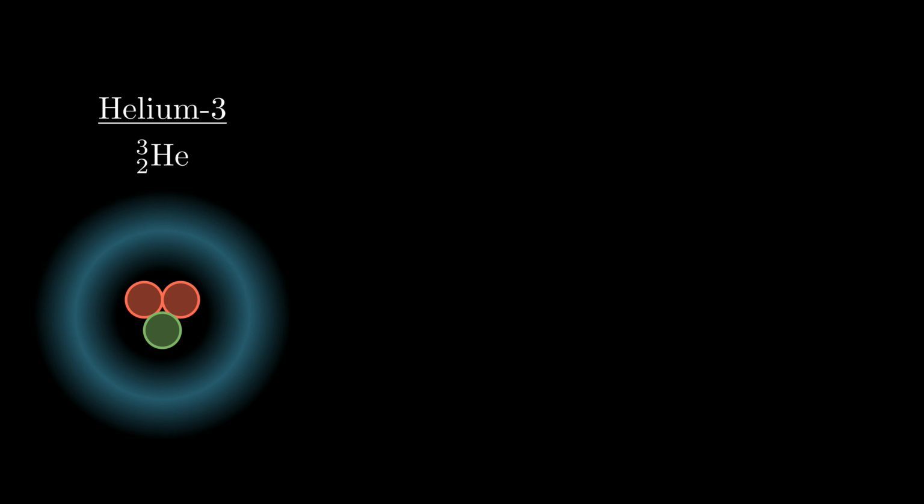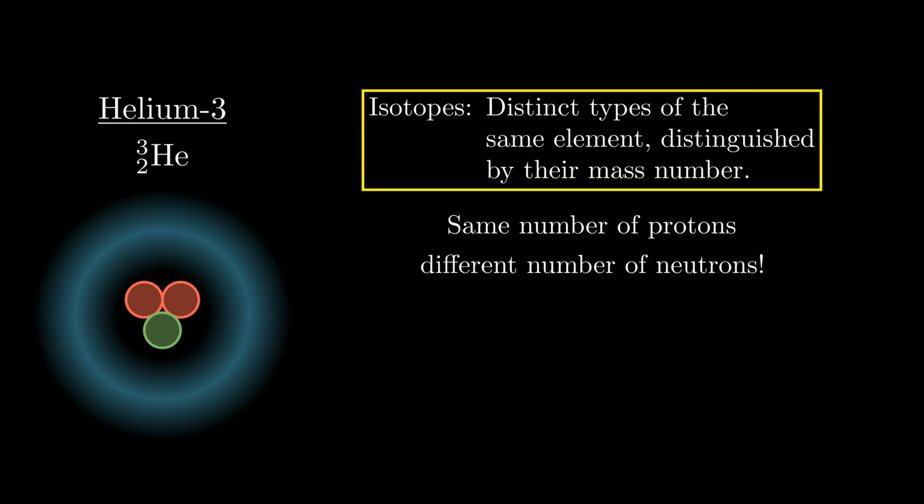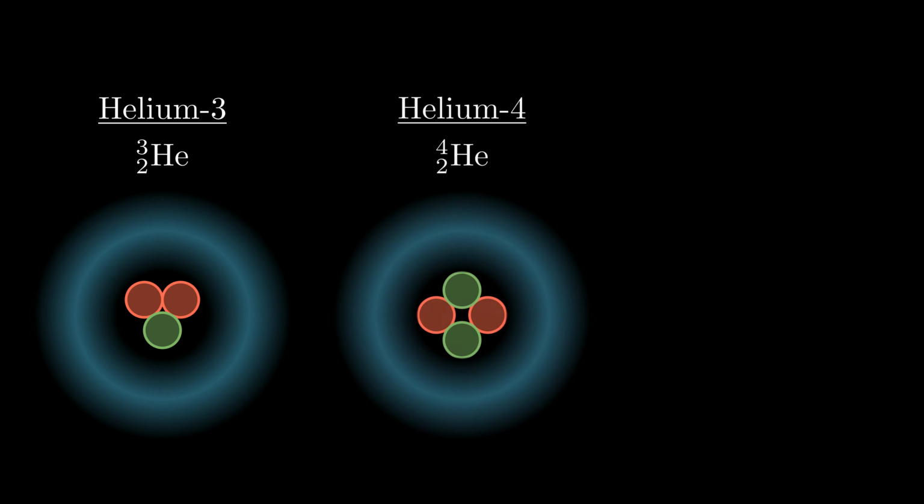This notation is capable of describing any isotope. Isotopes are distinct varieties of a single element. Isotopes of the same element are distinguished by their mass number. That's the number of protons and neutrons added together. So they have the same number of protons, but different numbers of neutrons. An element's isotopes all have basically the same chemical properties, but they have different masses and their nuclear properties can vary wildly.